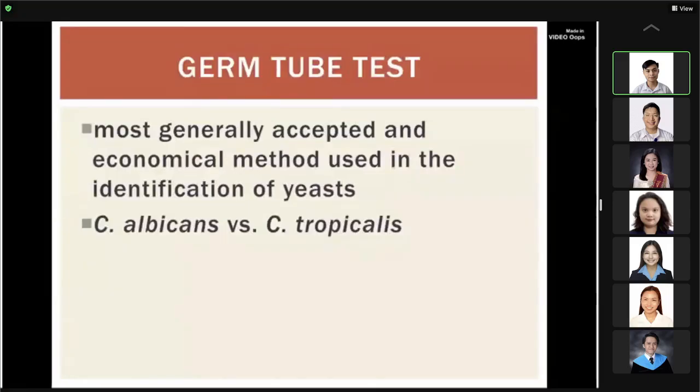Next is germ tube test, which is the most generally accepted and economical method used in the identification of yeasts. This is used to differentiate Candida albicans from Candida tropicalis or yung isa pang organism na previously Candida rin ang tawag pero ngayon Torulopsis. Torulopsis glabrata. Dati tinatawag siyang Candida glabrata.